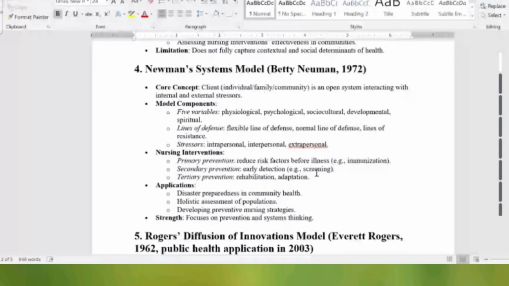Nursing interventions: we have three of them. Let's start with primary prevention, that is reducing risk factors before illness, e.g. immunization. We have secondary prevention, that is early detection, e.g. screening, and tertiary prevention, that is rehabilitation and adaptation. Applications: number one, disaster preparedness in community health. We have holistic assessment of populations. Then we have developing preventive nursing strategies. Strength: the focus on prevention and systems thinking.